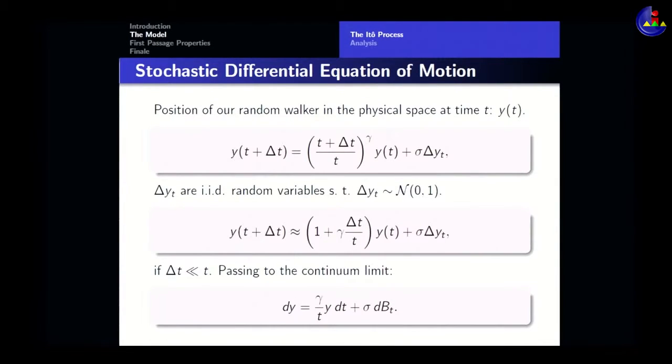So now, we start building our model. In the near future, the position of our random walker is the position now, expanded, plus a random jump. This is one possible construction of Brownian motion. If you consider gamma zero, this means no expansion. This means the classical case. And what you find in this case is just a discrete approximation of Brownian motion that converges to Brownian motion in the continuum.